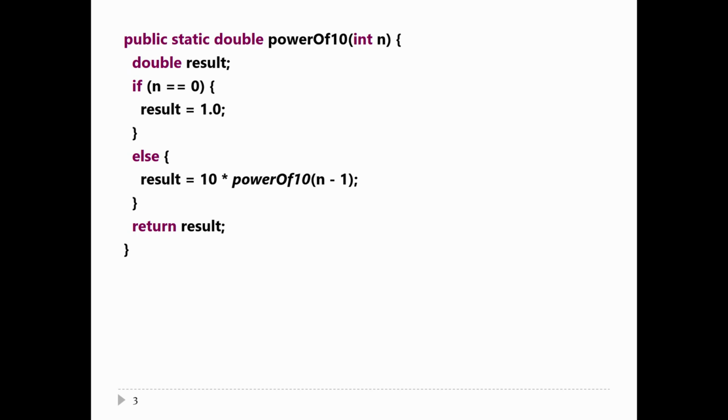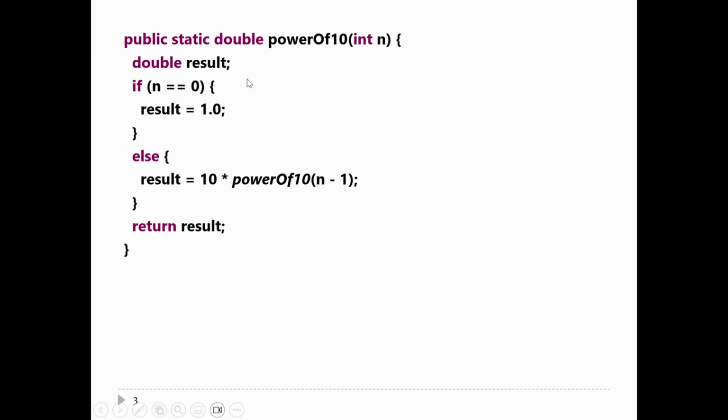So here's a very, very simple recursive method. You would never implement it this way probably in practice. This method simply computes 10 raised to the power n. If you were to implement this on your own, you would probably just write a loop that multiplies by 10 n times. You could do it recursively as well.